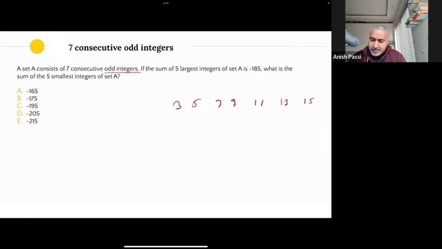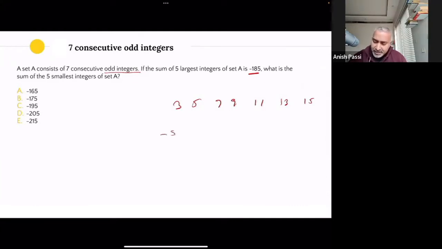Okay. If the sum of the 5 largest integers is negative 185. The sum of the 5 largest is negative. That tells me that the 7 numbers are negative. We're dealing with negative odd integers, because the sum of the 5 largest is negative. So the numbers must be negative only.